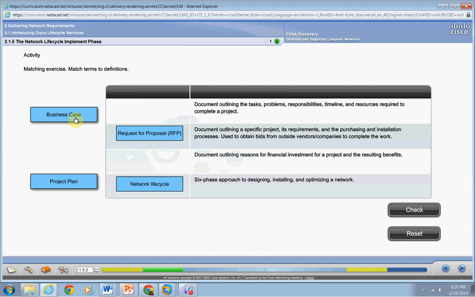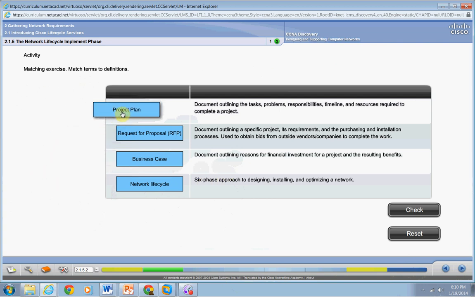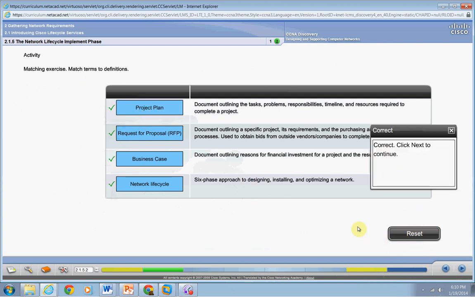A document outlining reasons for financial investments for a project and resulting benefits was our business case. Remember, we talked about how they had to do the financial thing, how they were going to come up with the money to do this big thing. And a document outlining the tasks, problems, responsibilities, timeline, and resources required to complete the project.